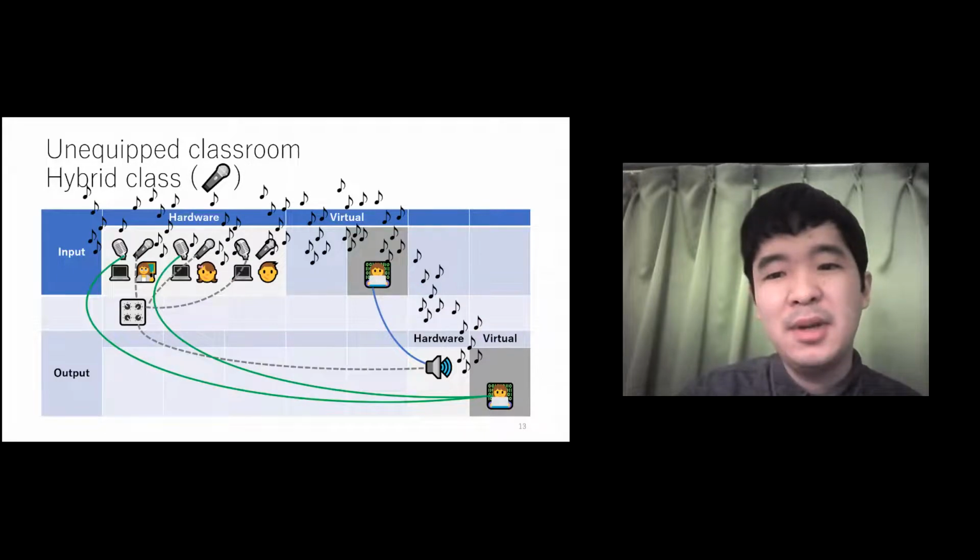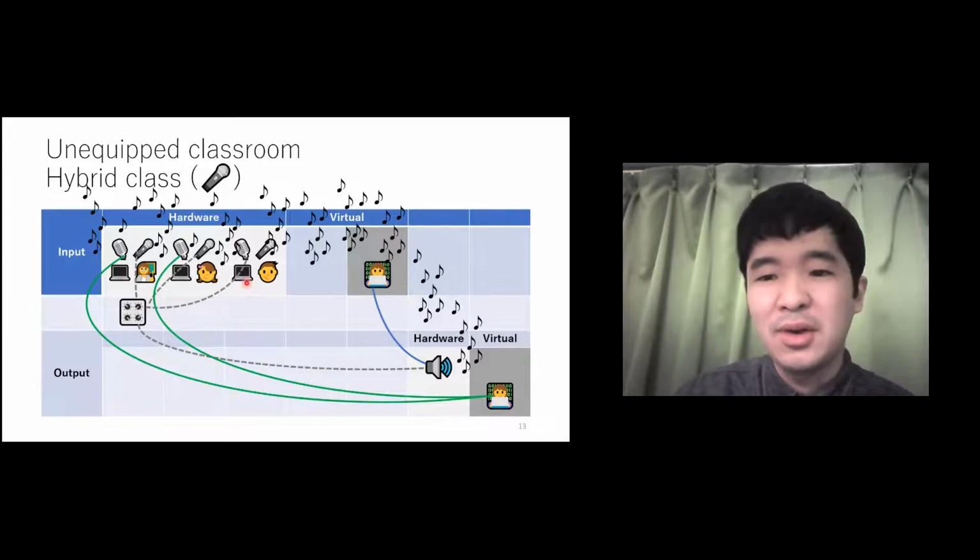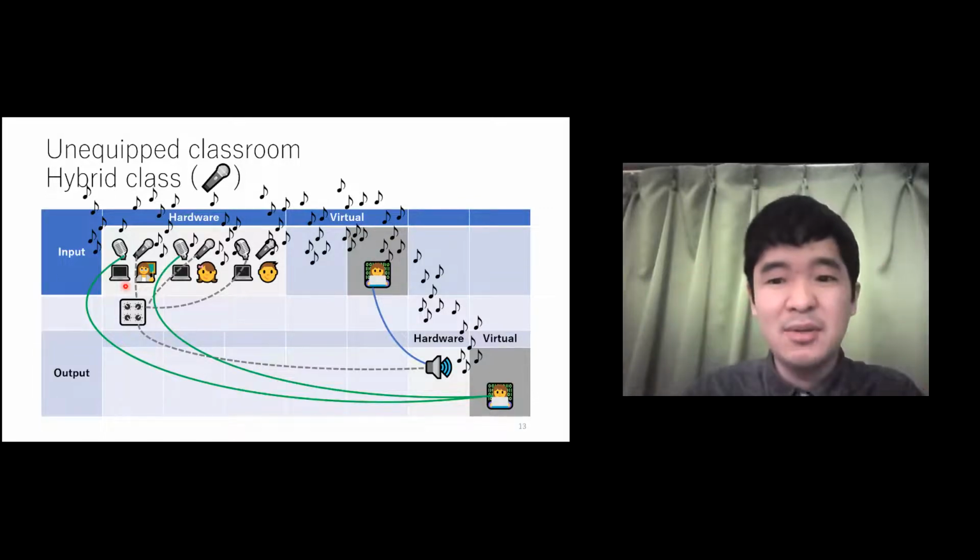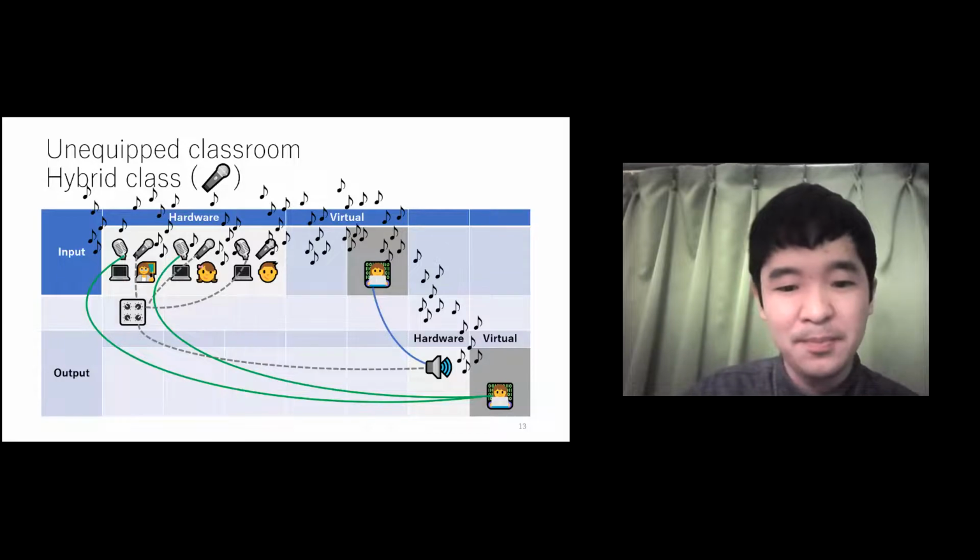Also, because feedback loops occur, we cannot use multiple microphones connected to Zoom from different devices unless we use headphones or earphones, which is no longer a hybrid course, but an online course taken in the same classroom.